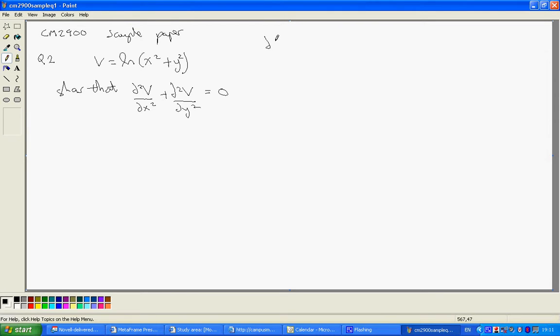So partial dv by dx, we get using chain rule. So the outer function is natural log, and the derivative of natural log is 1 over the argument of the natural log. So partial dv by dx is 1 over x squared plus y squared. That's the argument of the natural log, or what's in the brackets.